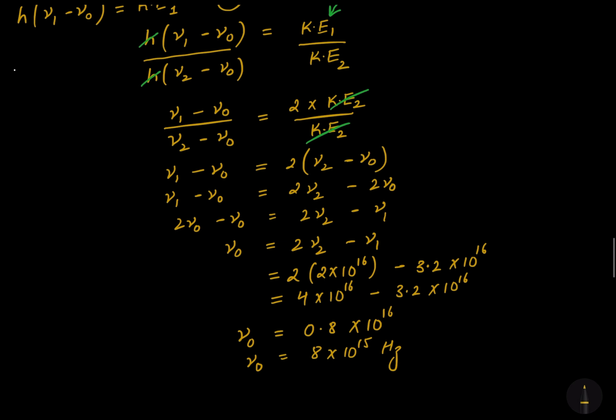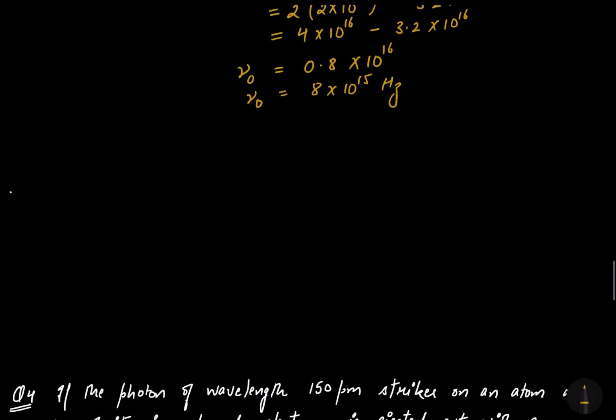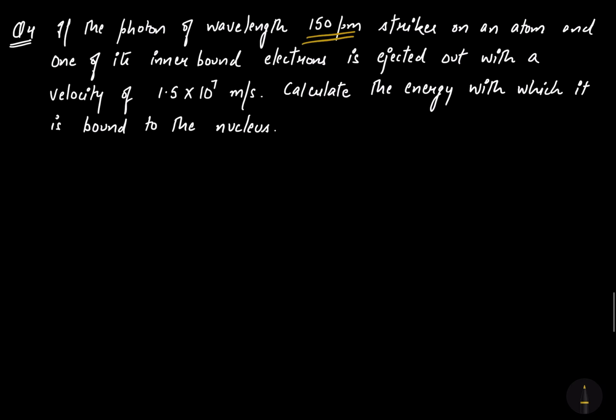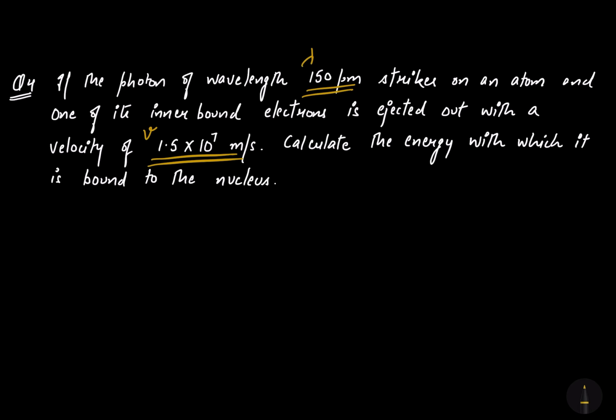So now let's move to numerical number 4. What is numerical number 4 asking? If a photon of wavelength 150 picometers strikes an atom and one of its inner bound electrons is ejected out with a velocity of 1.5 into 10 to the power 7 meters per second. This is the velocity, this is the given wavelength in the question. Calculate the energy with which it is bound to the nucleus.